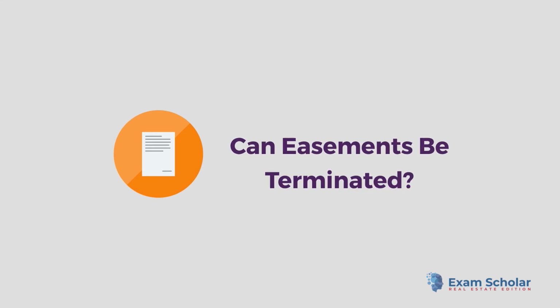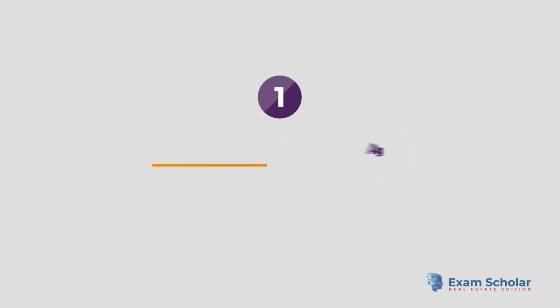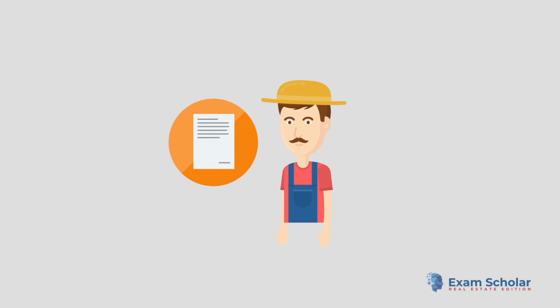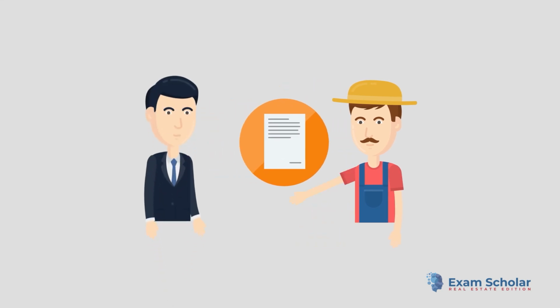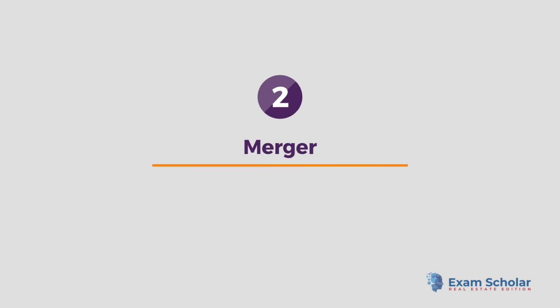So, here's a question. Can easements be terminated? Sure, an easement doesn't necessarily exist indefinitely. There are 4 reasons that an easement can end. Firstly, is by agreement or release. A person who has an easement on another party's property can agree to release it to the owner of the property. The second way is by merger.